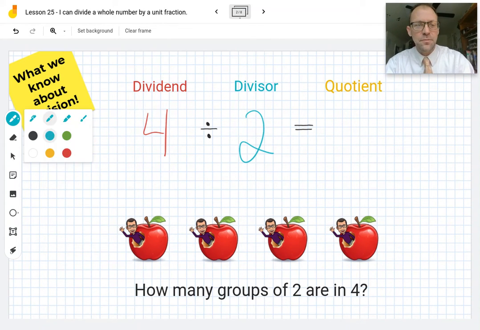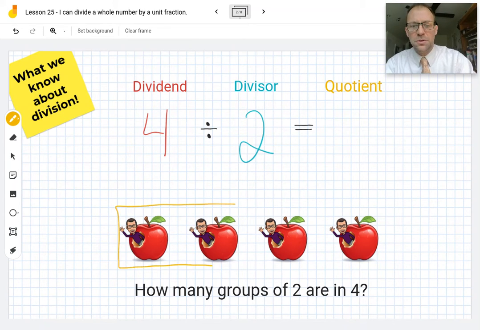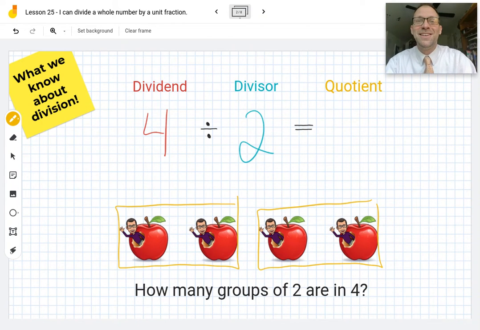Well, there is 1 group of 2 and 2 groups of 2 in 4 apples. And so our quotient, or our answer, is 2 because there are 2 groups. That is our dividend, divisor, quotient, our vocabulary, and a quick review of division.